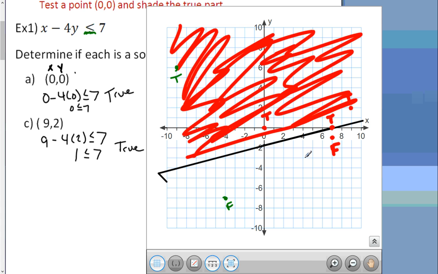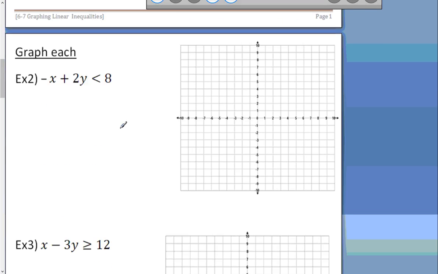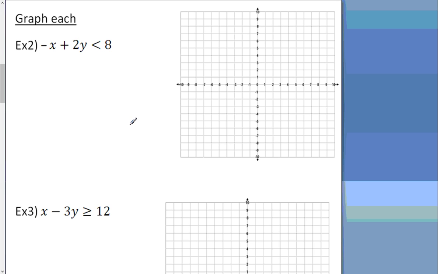Okay? All right, so let's go down to actual graphing. You can graph these any way you want, okay? On the first one, I'm going to write this in y equals mx plus b form. On the second one, I'm going to do the cover-up method, okay? So on the first one, let's do it this way.